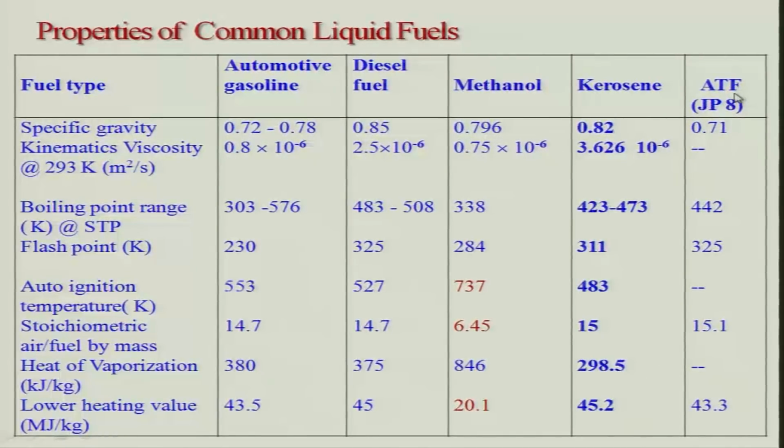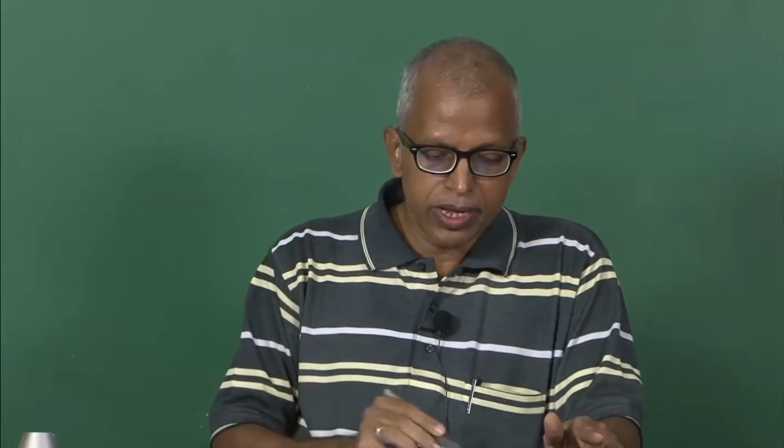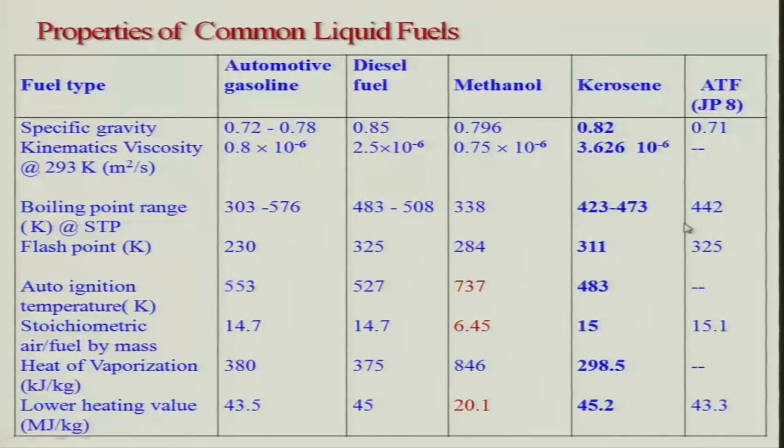ATF, what is the meaning? Aviation turbine fuel. This is JP8, there will be several like JP10, various kinds of fuel are being used, particularly aerospace people will know. Kinematic viscosity is very important, because if the viscosity is very high, then what will happen? It is difficult to atomize, right. And if it is not atomized, then you cannot burn it properly. So, boiling point range is also very important, and I have already discussed flash point.